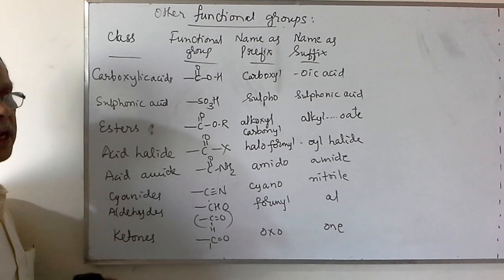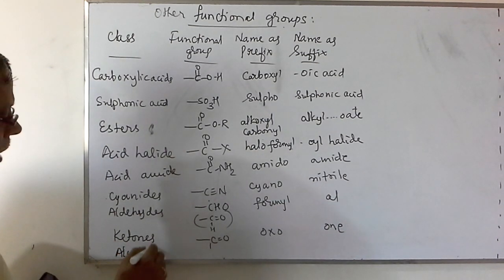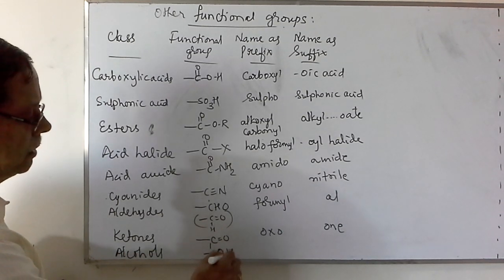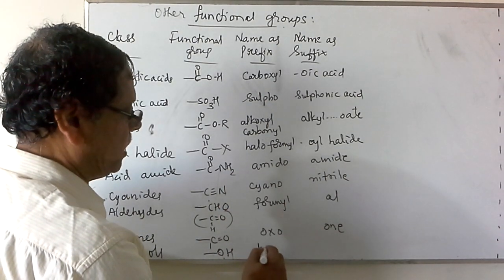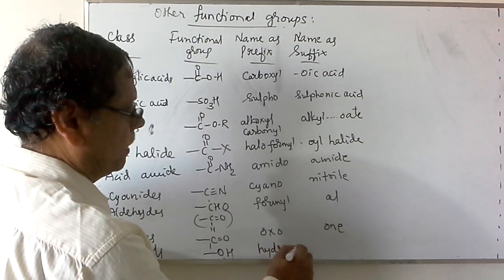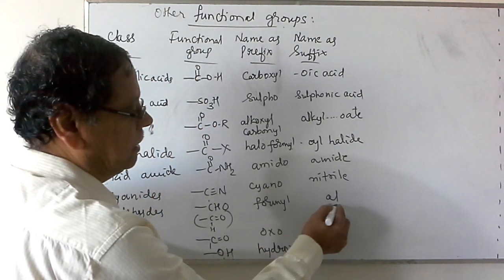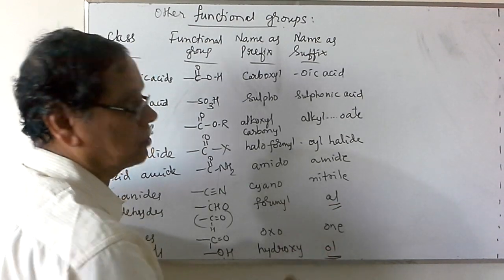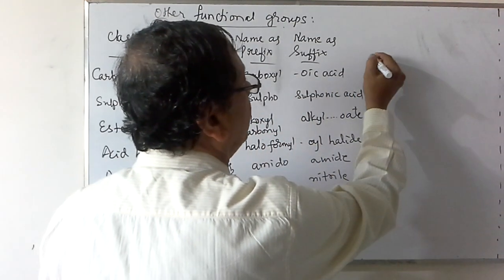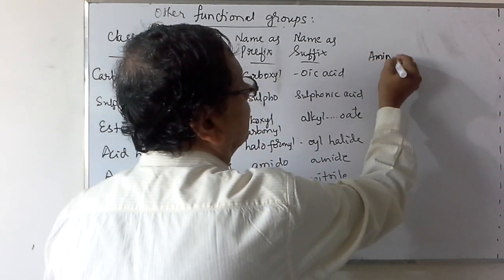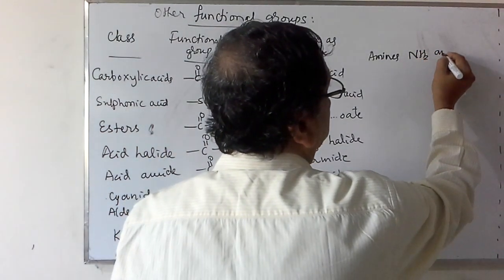Then we have some other functional groups which can be named as, for example, alcohols. Alcohols contain OH group as a functional group attached to the aliphatic carbon atom. So as a prefix it is named as hydroxy. Then as a suffix it is named as OL. Remember, for aldehydes we have AL, for alcohols we have OL. Similarly for NH2 group, for amines, the functional group is NH2. It is named as amine.